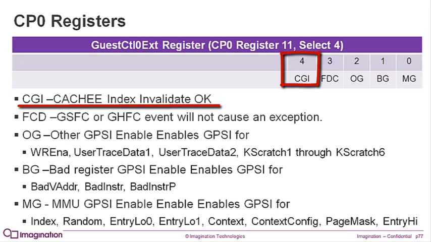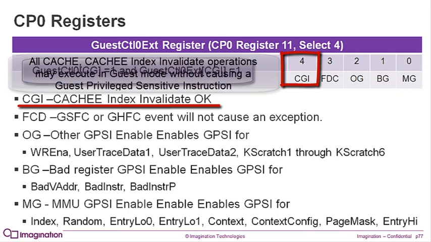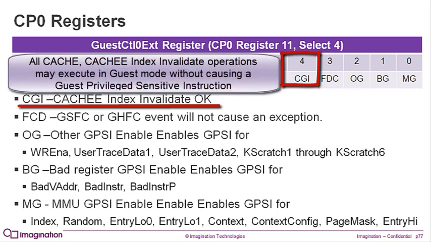CGI allows the execution of cache index invalidate operations in guest mode. If the Guest Control 0 CG field is set to 1 and the Guest Control 0 EXT CGI field is set to 1, then all cache and cache E index invalidate operations may execute in guest mode without causing a guest privilege sensitive instruction.